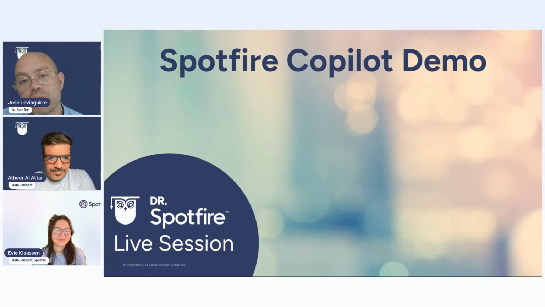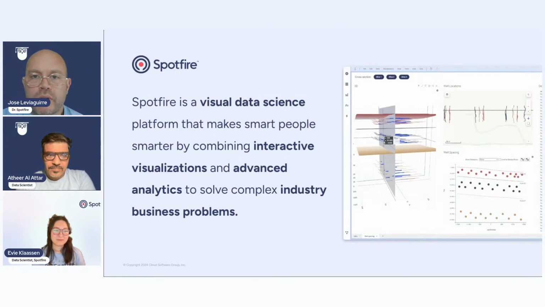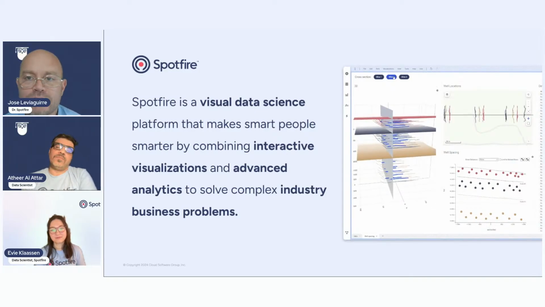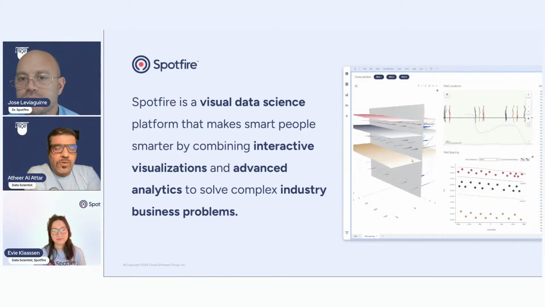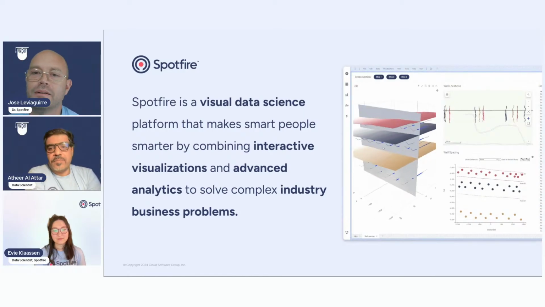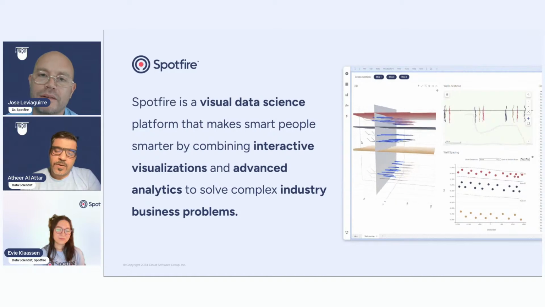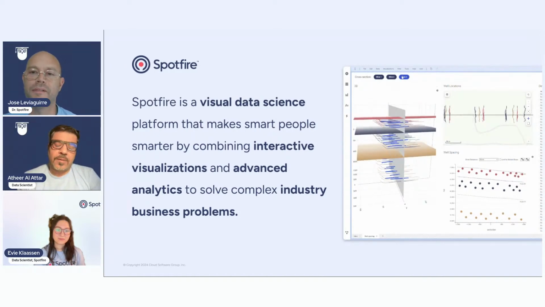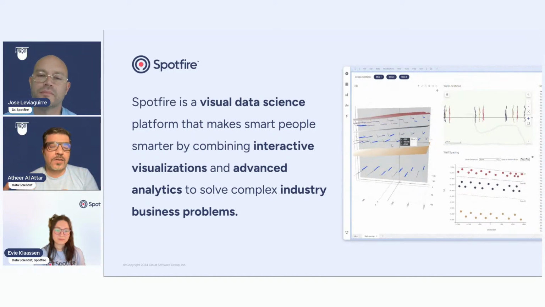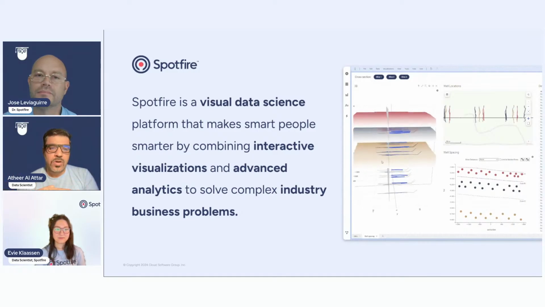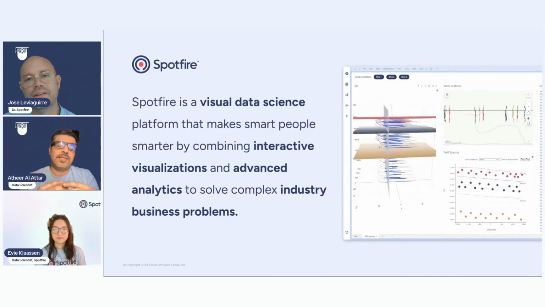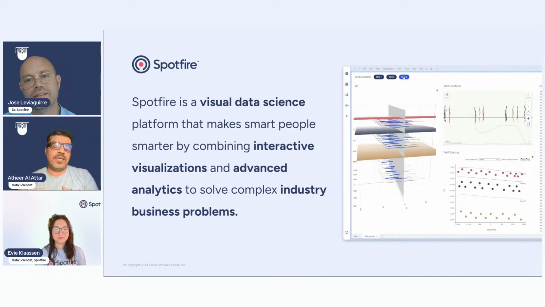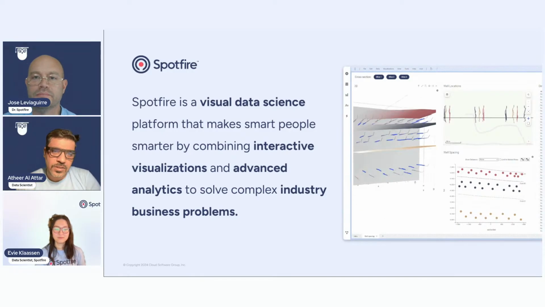Atir, for everyone to be on the same page, do you want to explain for those who don't know what Spotfire is? Yeah, sure. So we define Spotfire as a visual data science platform, and the role of the platform is basically to make smart people work smarter. We're trying to connect the interactivity part, the visualization, and the analytics part all in one platform. So that will facilitate accessing the data, visualizing it, analyzing it, and then sharing the final results with the end users.